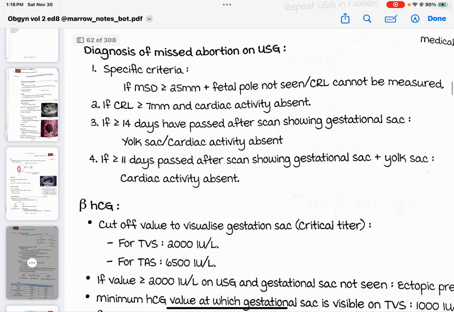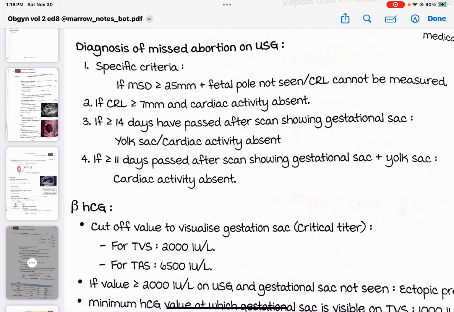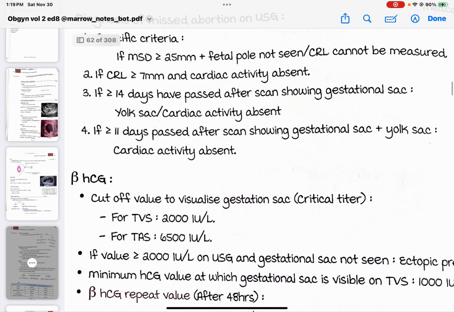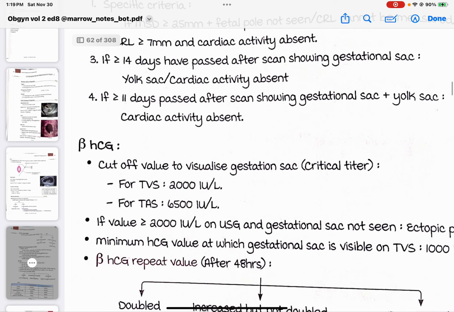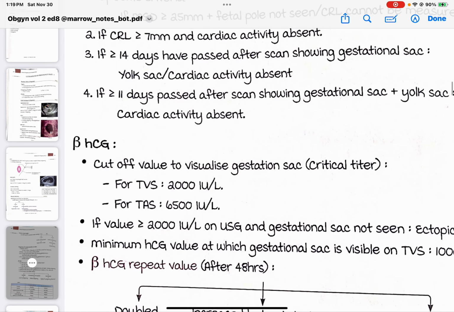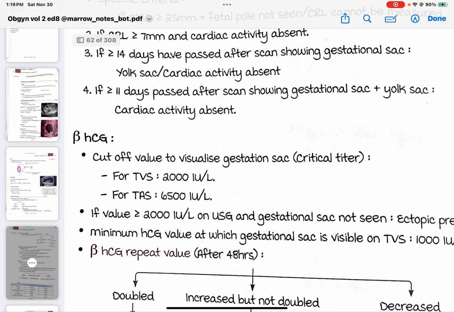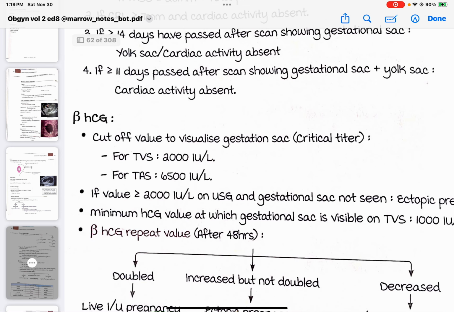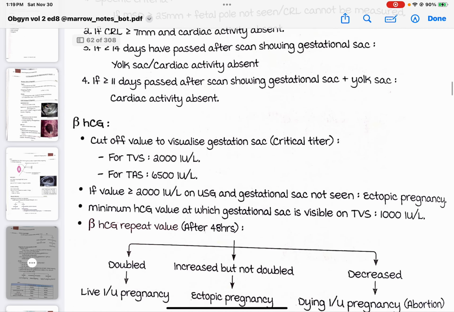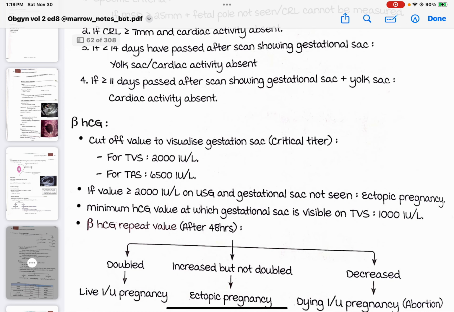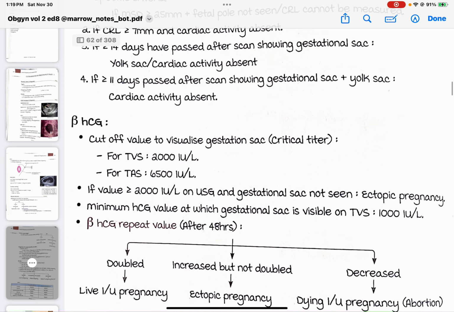If more than 14 days have passed after scan showing gestational sac and yolk sac, cardiac activity absent, that is missed abortion. If more than 11 days passed after scan showing gestational sac plus yolk sac but cardiac activity absent, that is missed abortion. Beta HCG, cutoff value to visualize gestation, critical titer. For transvaginal sonography, 2000 mIU per mL. For transabdominal sonography, 6500 mIU per mL.